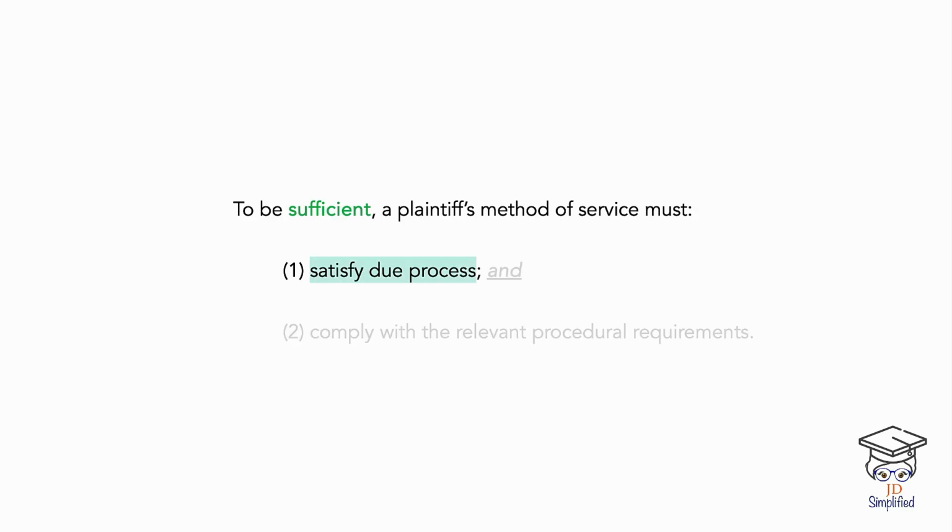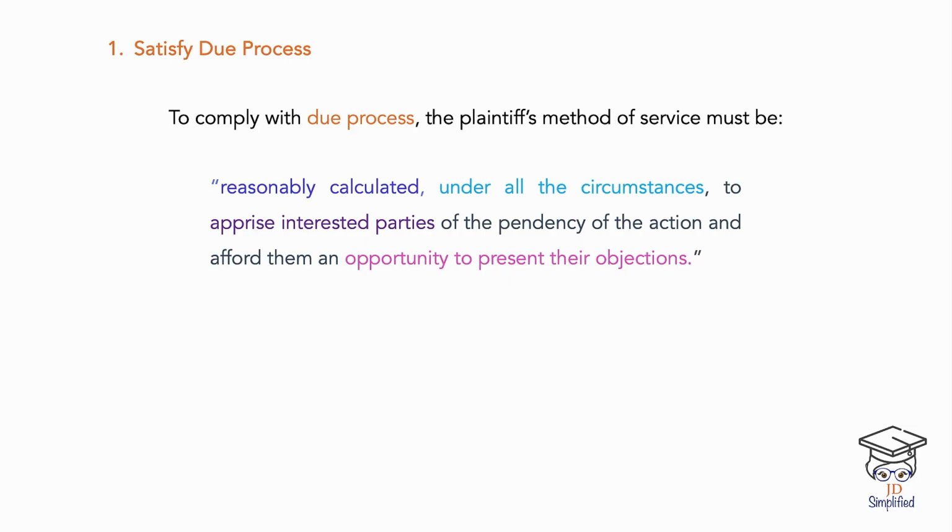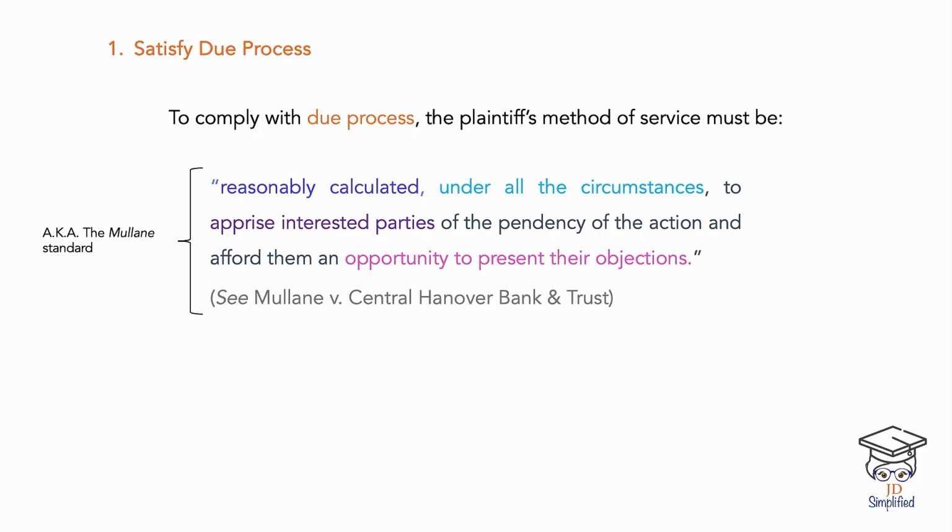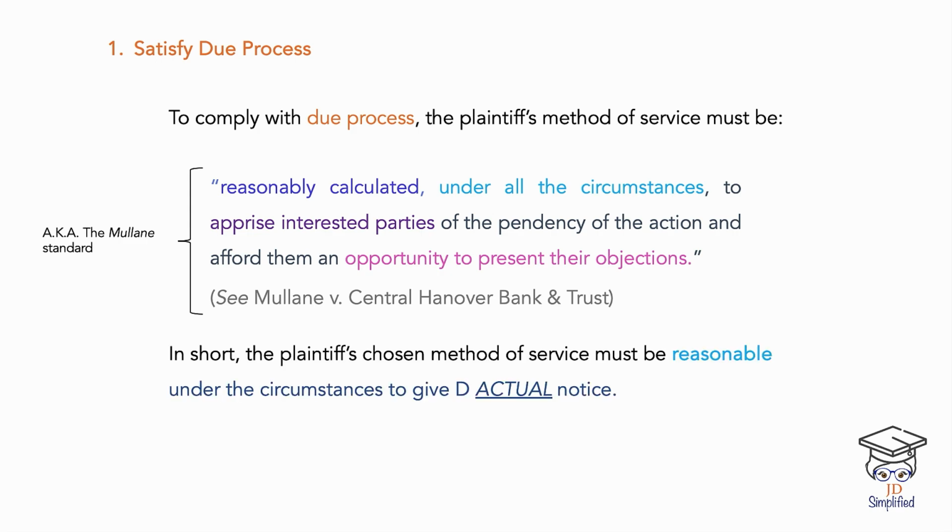Let's begin with satisfying due process. To comply with due process, the plaintiff's method of service must be reasonably calculated under all the circumstances to apprise interested parties of the pendency of the action and afford them an opportunity to present their objections. And this test comes from the seminal case, Mullane v. Central Hanover Bank and Trust. In short, the plaintiff's chosen method of service must be reasonable under the circumstances to give defendant actual notice.